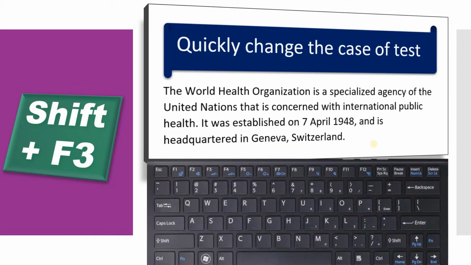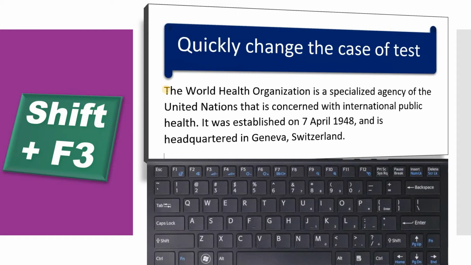If you want to change your text case, like uppercase, lowercase, sentence case, in MS Word or PowerPoint, then there is a keyboard shortcut key for you. That is, keep holding Shift then press F3. So Shift plus F3 is the change case keyboard shortcut.